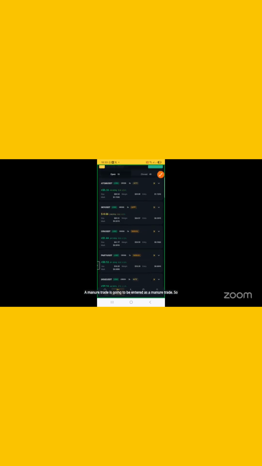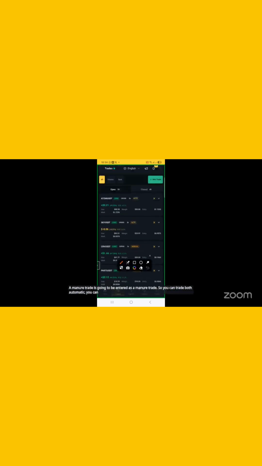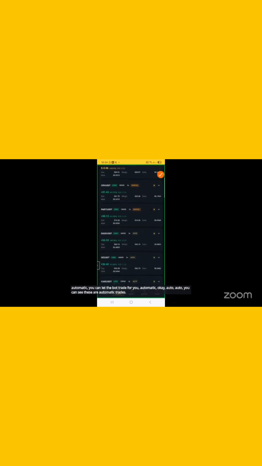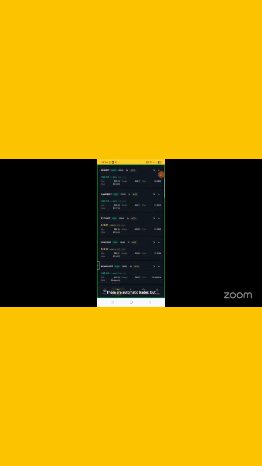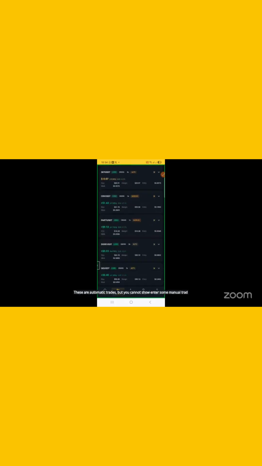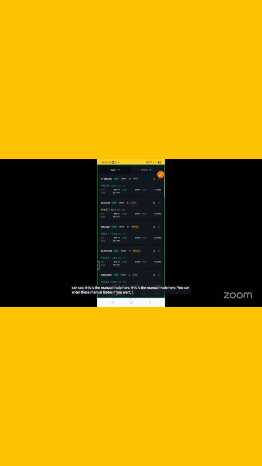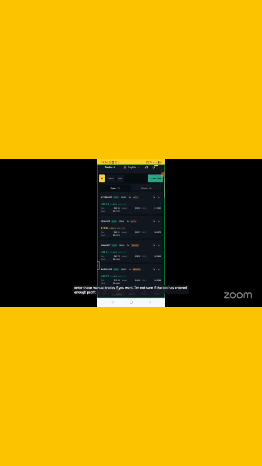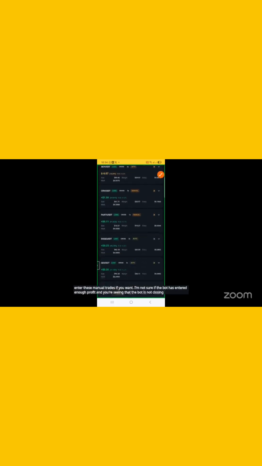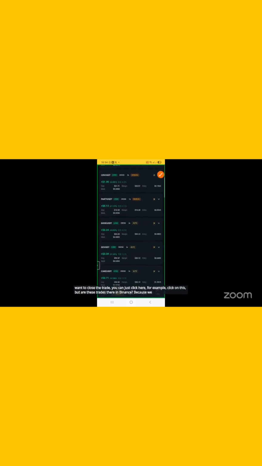So you can trade both automatic. You can let the bot trade for you automatically. You can see these are automatic trades, but you can also enter some manual trades. As you can see, this is a manual trade here. You can enter these manual trades if you want. And also, if the bot has entered enough profit and you're seeing that the bot is not closing the profit and you want to close the trade, you can just click here, for example, click on this. But are these trades there in Binance? Because we should differentiate scams from legit platforms.